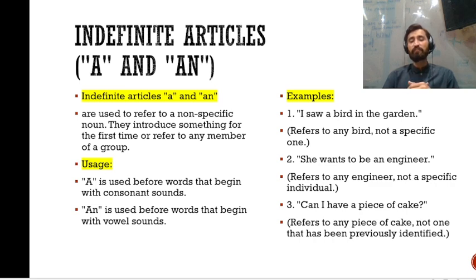Can I have a piece of cake? Now, piece, it starts with a consonant sound p, okay, and that's why we have to use a with it.